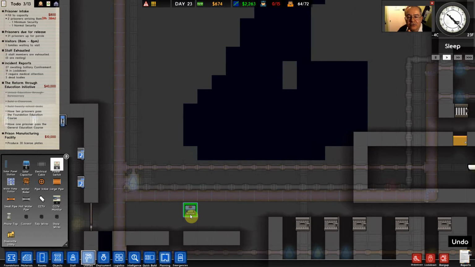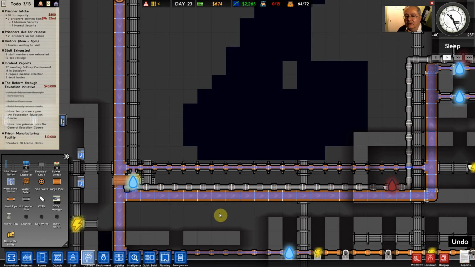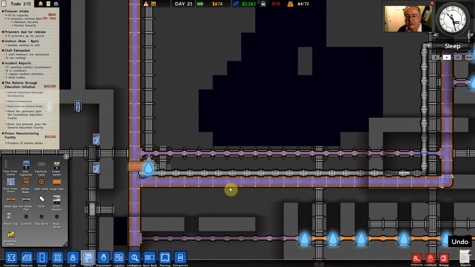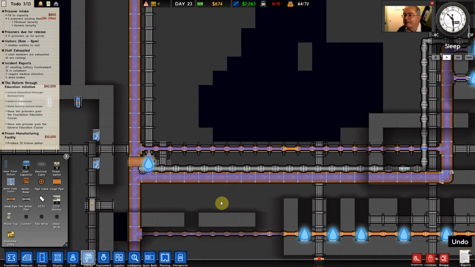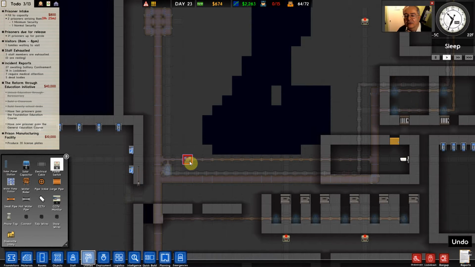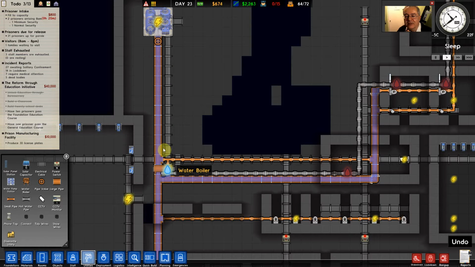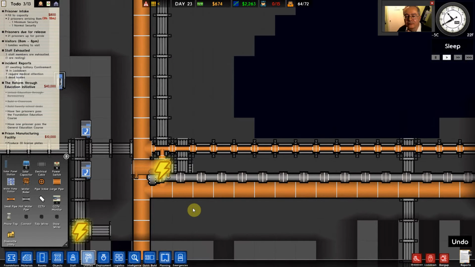Can't see what's going on here. So electrical cable is going all along here, isn't it? So if I put a switch there, it should cut that lot off. No, I can't. Where's it going? What's happening down there? That's a boiler, I see.